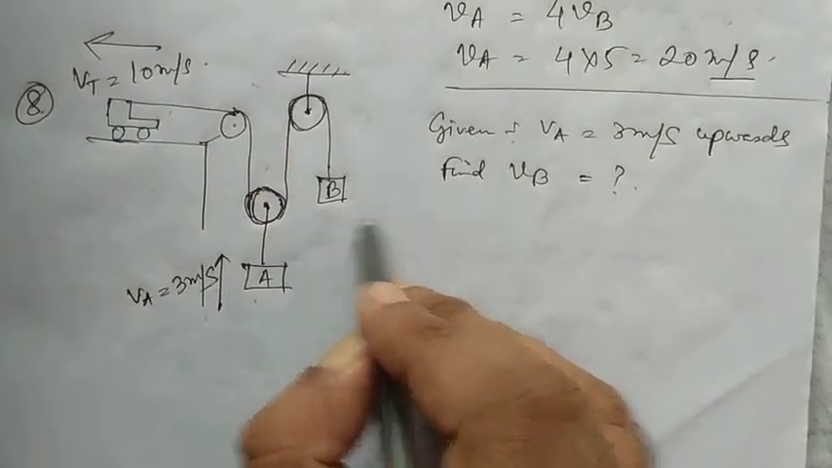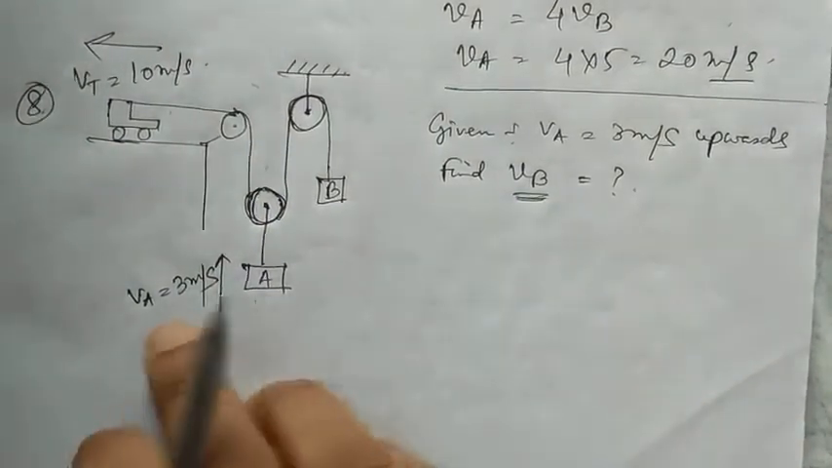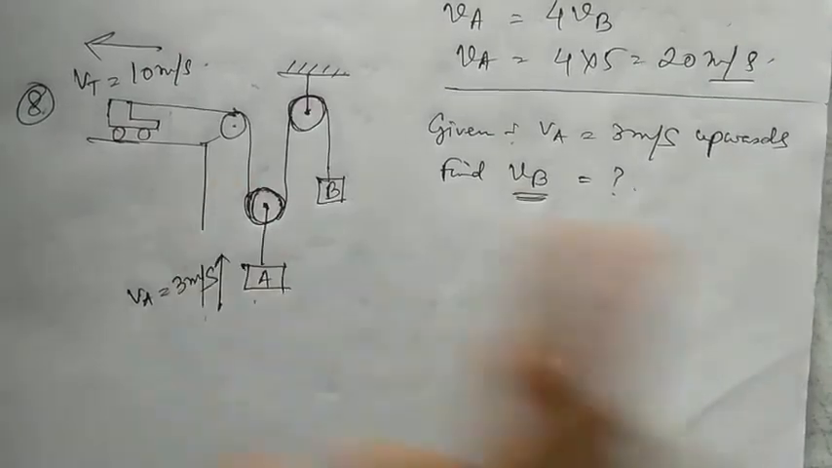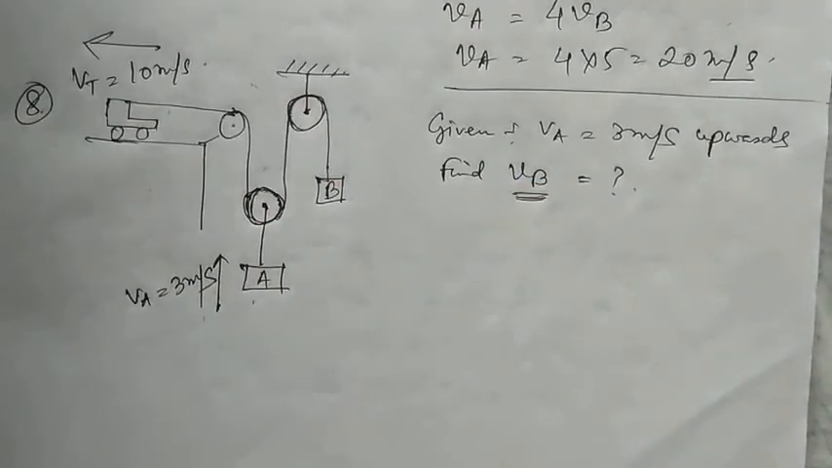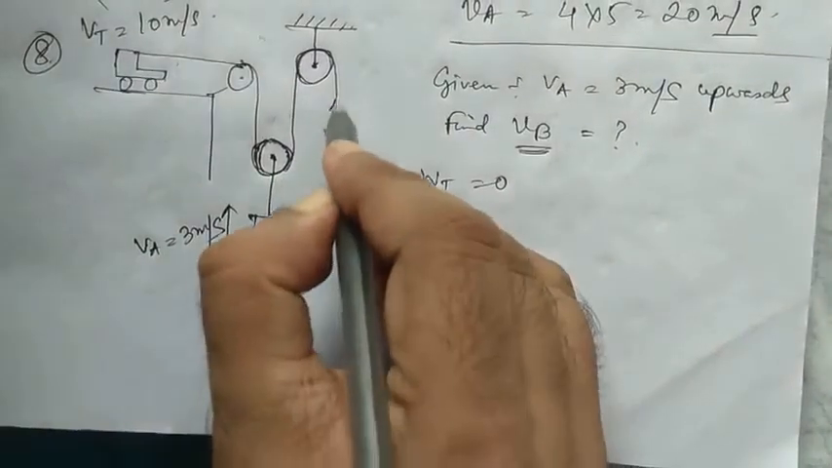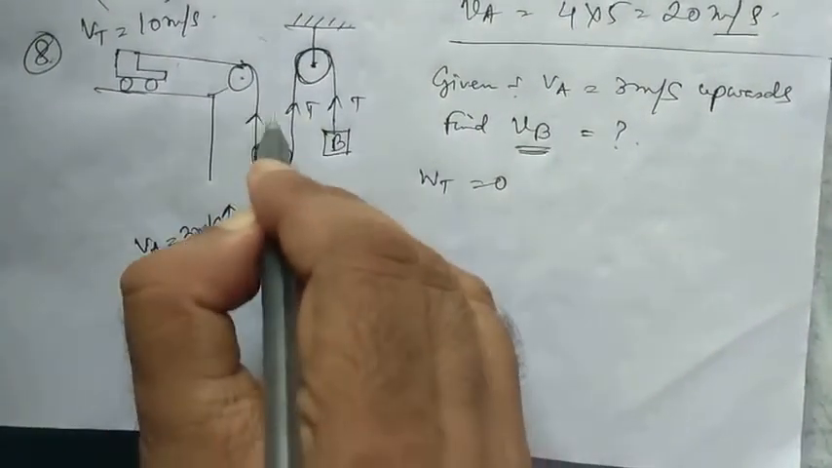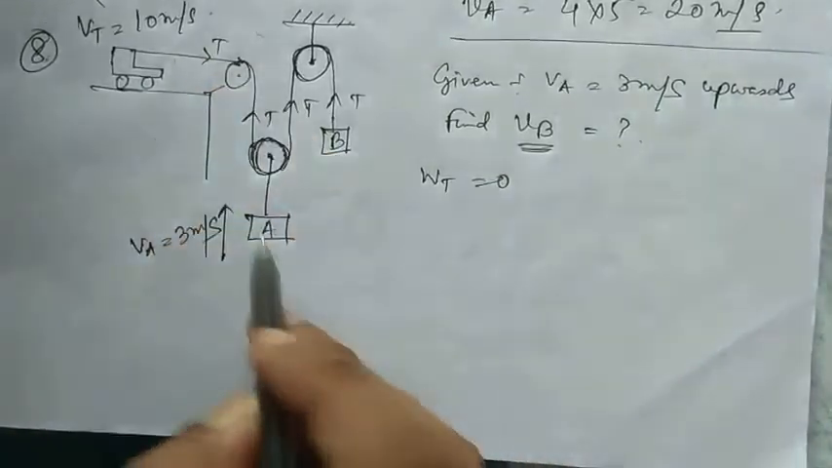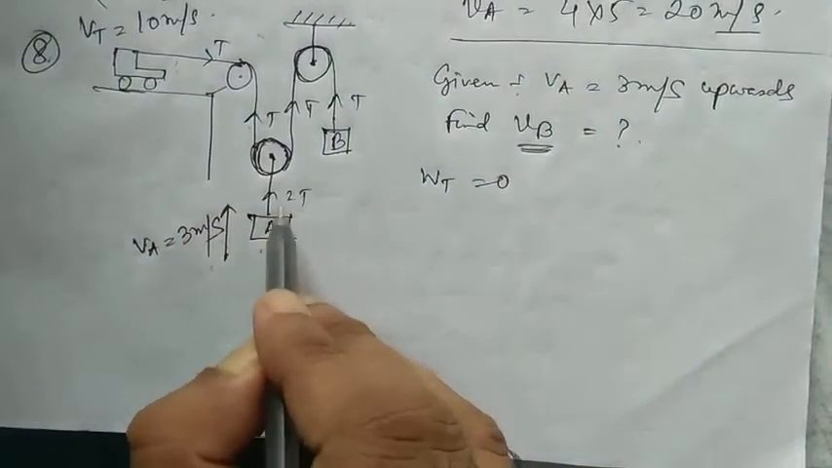We have been asked to find the velocity of VB. VA is given to be 3 meters per second upwards. Find VB. Now again WT is equal to 0. Now T, same string, this is 2T, T plus T, 2T.